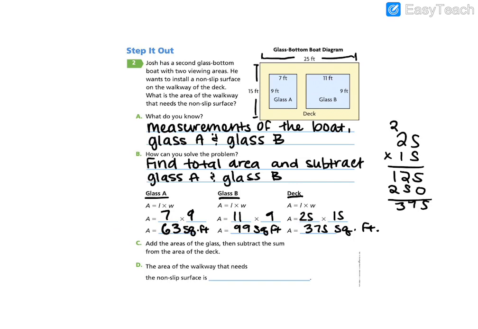Now letter C gives us a different way of solving. If we add both of these glass sections together, we can subtract that sum from the deck. We can totally do it that way. We can also just subtract glass A and then subtract glass B. So you can choose how you want to solve, but go ahead and subtract either the sum of glass A and glass B from the deck or glass A, then subtract glass B. Pause the video and press play when you're done subtracting. All right, you should have found that the area of the walkway was 213 square feet when you subtracted the areas of glass A and glass B.